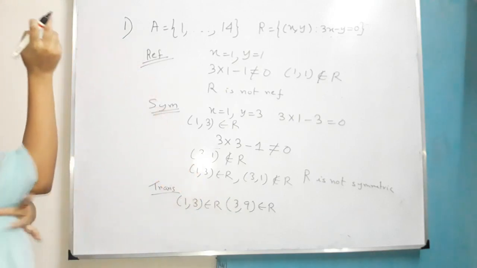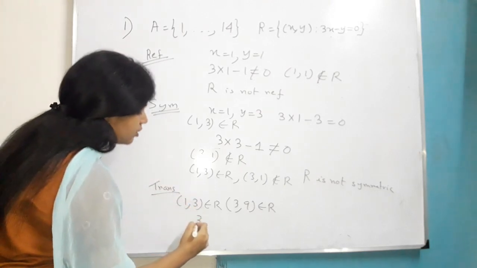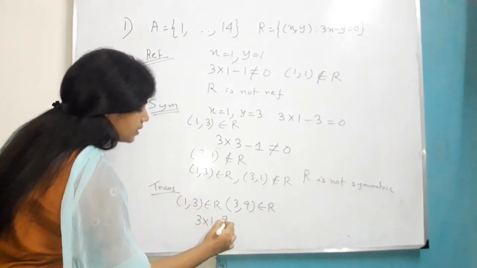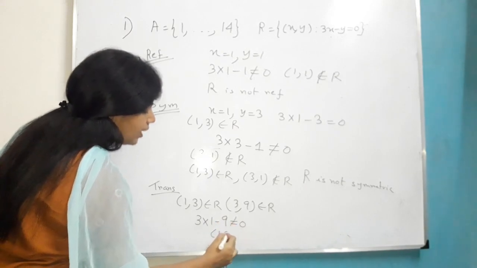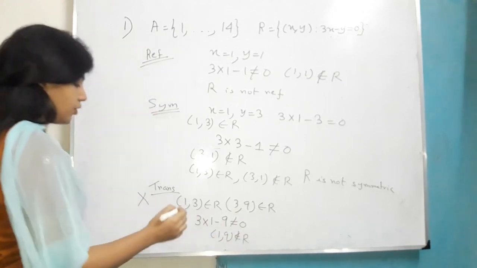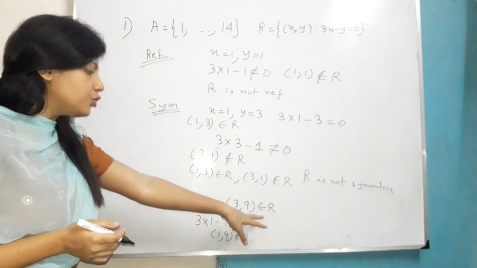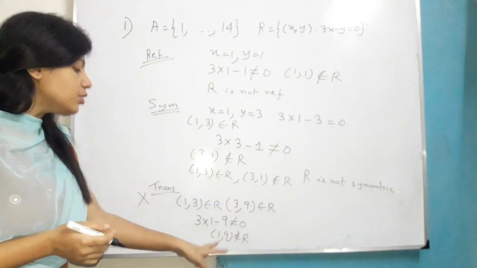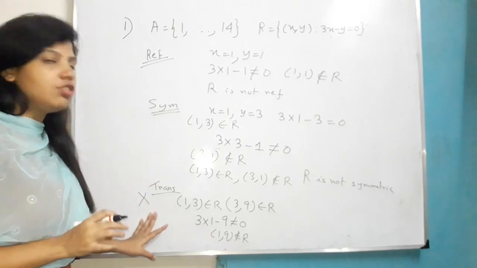Now I will check whether (1, 9) belongs to R or not. If I write 3 into 1 minus 9, that is not equal to 0, that means (1, 9) does not belong to R. So R is not transitive. You will write it this way: since (1, 3) belongs to R, (3, 9) belongs to R, but (1, 9) does not belong to R, therefore R is not transitive.